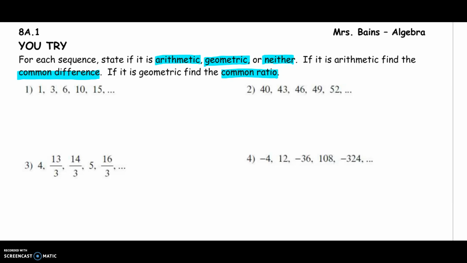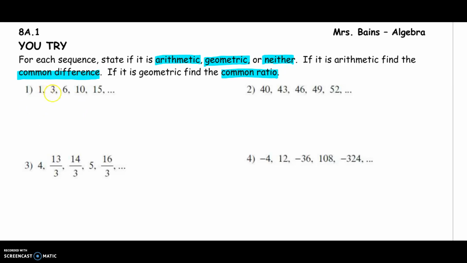So for number 1, looking at it, you might be able to tell whether it's geometric or arithmetic. If not, you're going to have to test it out and either subtract the 2 first terms and see if there's a common difference, and then divide the 2 and see if there's a common ratio. So if you wanted to start by saying, let's see if this is arithmetic, we would subtract 3 minus 1 and get 2, and then subtract the third term, which is 6, minus the second term, we get 3. So it does not have a common difference, so it's not arithmetic.